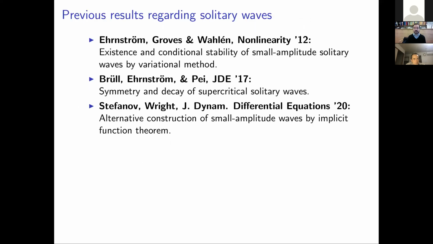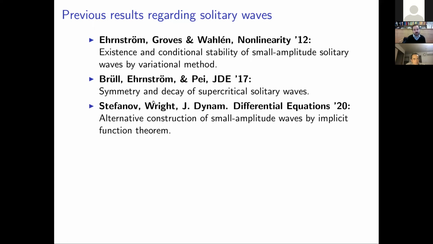Okay, so that was in the periodic setting, and now let's return to solitary waves. There are also some results regarding small amplitude solitary waves for the Whitham equation. Together with Mats and Mark Rose, we proved using variational methods the existence of small amplitude solutions. This had the advantage that we also got some information about stability.